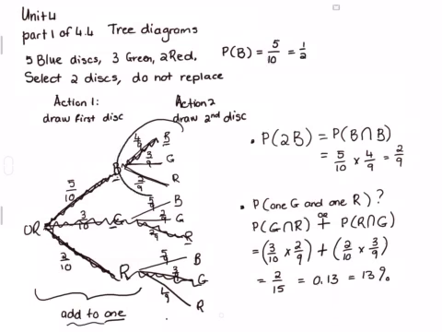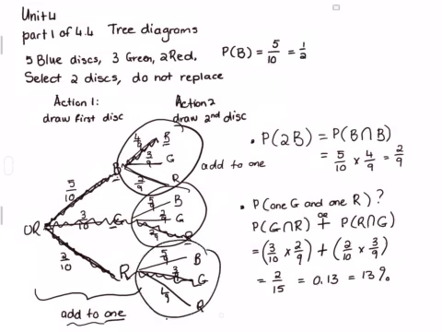Just another thing, we said the branches add to 1. In the second case, those branches must add to 1. And these branches must add to 1, and these, the probabilities, of course.